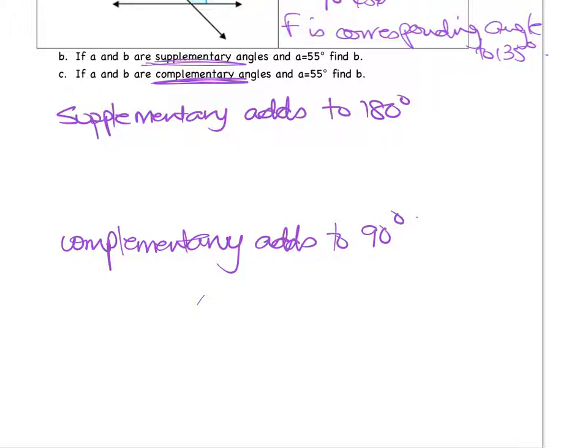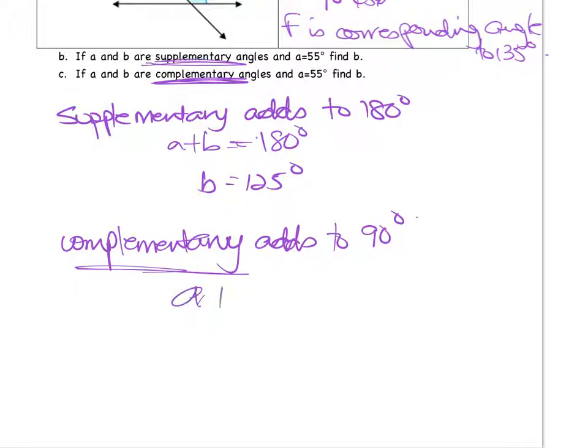So if A and B are going to add up to be 180 degrees and A is 55, that means that B would have to be 180 minus 55. So that means that B would be 125 degrees. But if they were complementary, it means that they would add to 90. So that would mean that B would then have to be 90 take away the 55, which will give us 35 degrees.